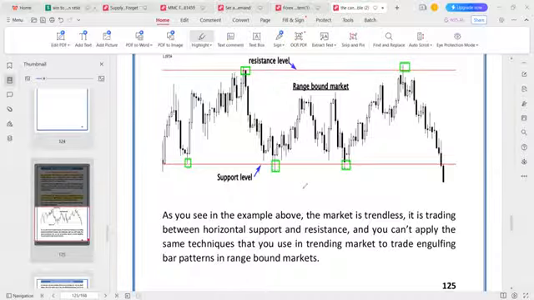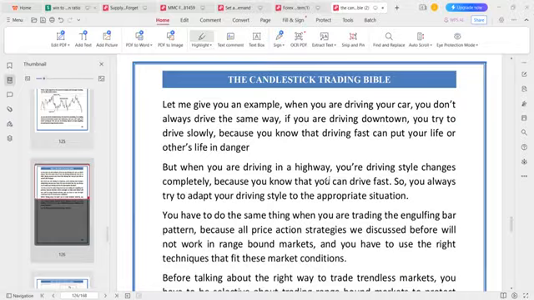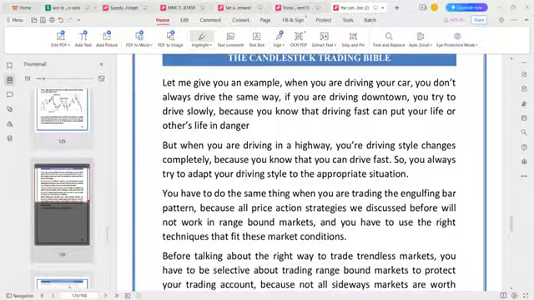If it's trending, you use certain tools. If it's ranging, you use certain tools. All right, so that's the main point which is being illustrated here. Let me give you an example. When you're driving your car, you don't always drive the same way. If you're driving downtown, you try to drive slowly because you know that driving fast can put your life or others' lives in danger. But when you're driving on a highway, your driving style changes completely because you know that you can drive fast. So you always try to adapt your driving style to the appropriate situation.